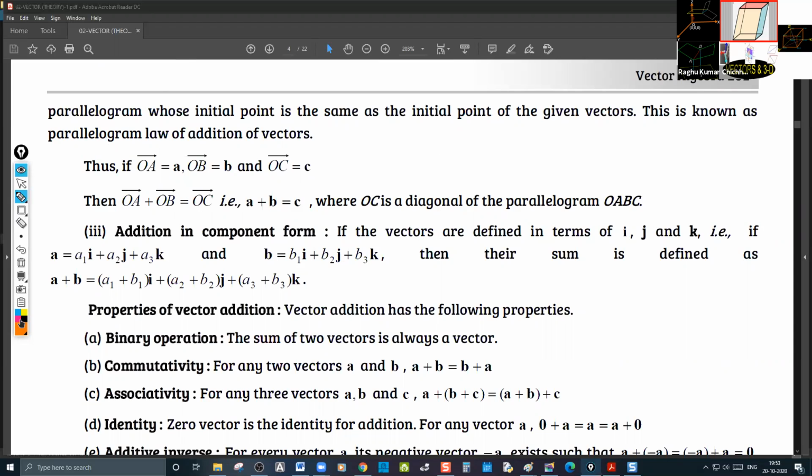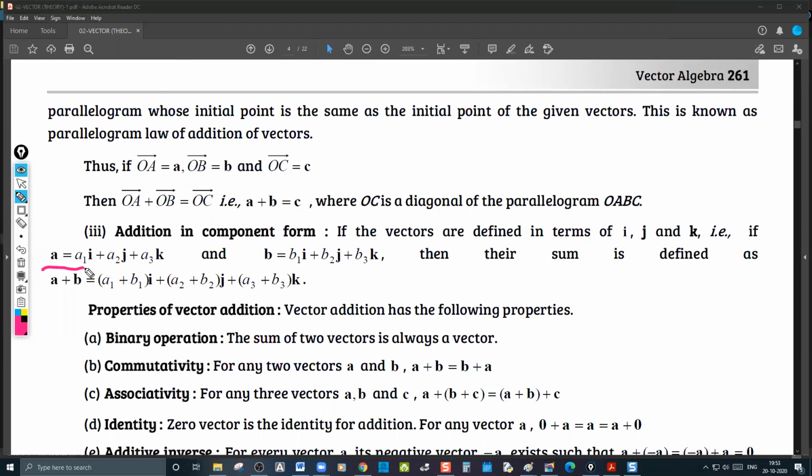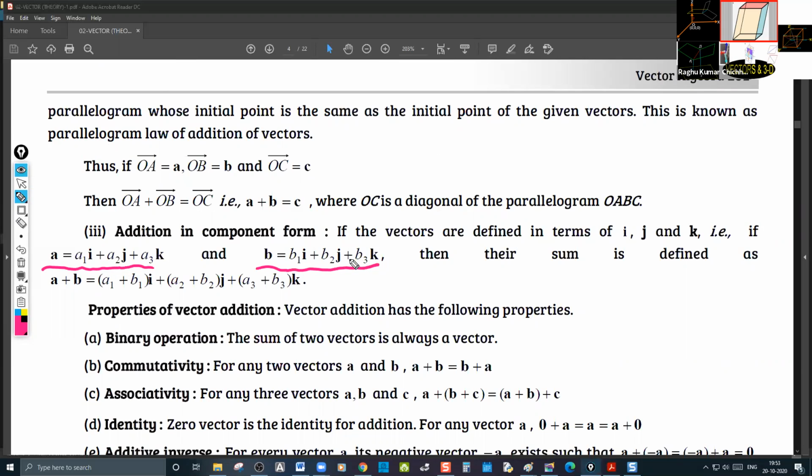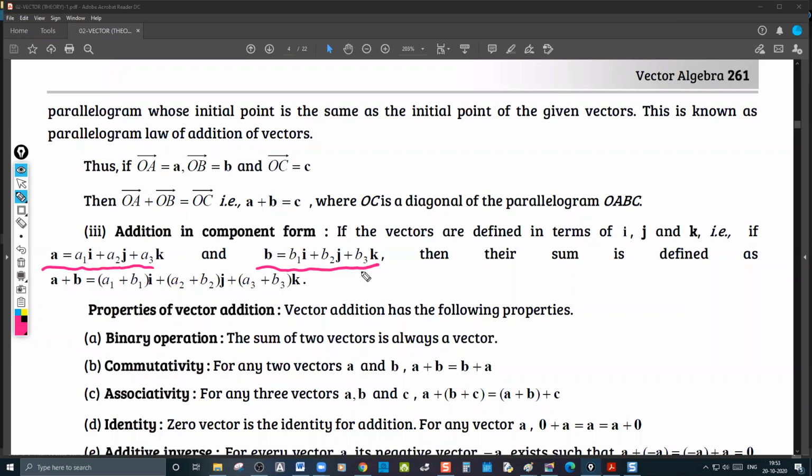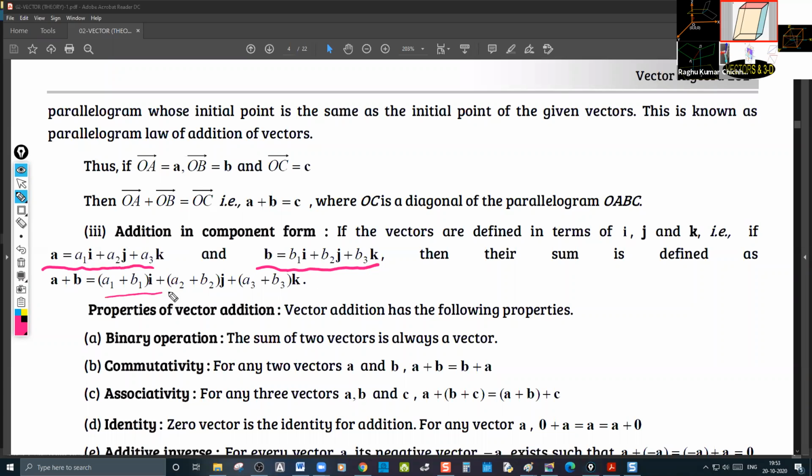Understand that, please. 3D form, three dimensions. It will be expressed in three dimensions, A1, A2, A3, B1, B2, B3. So how do I add them? Corresponding coefficients must be added. I bar coefficient A1 plus B1, J bar coefficient A2 plus B2, K bar coefficient A3 plus B3. Like this, it is to be added.